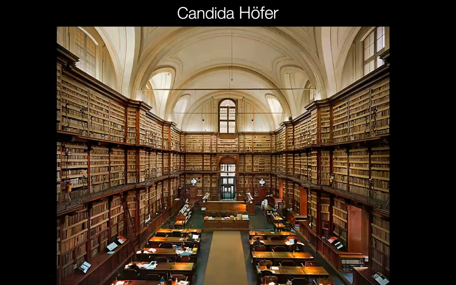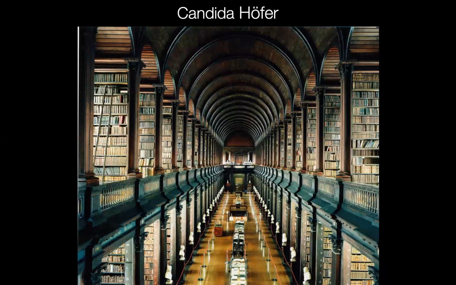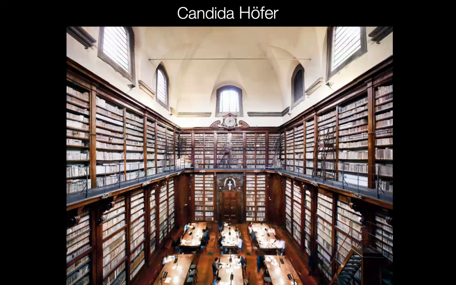Candida Höfer photographing libraries. So these are all sorts of different, really old libraries, photographed always down the center of the structure, usually from an elevated perspective, if there is an ability to get up. So kind of looking down the central corridor or the central perspective of a library structure.